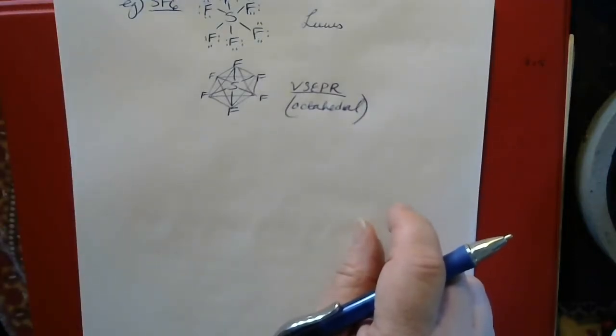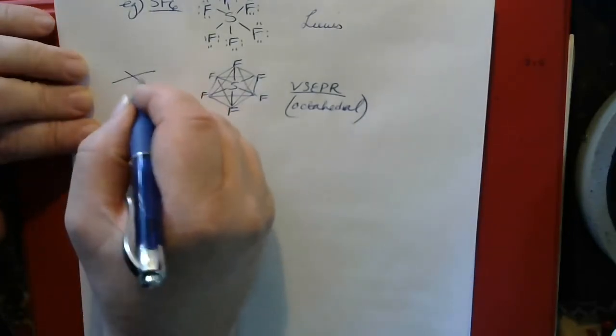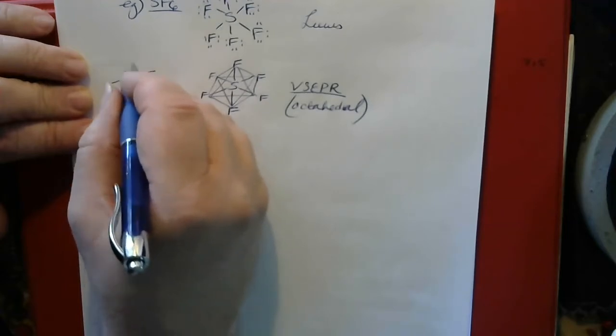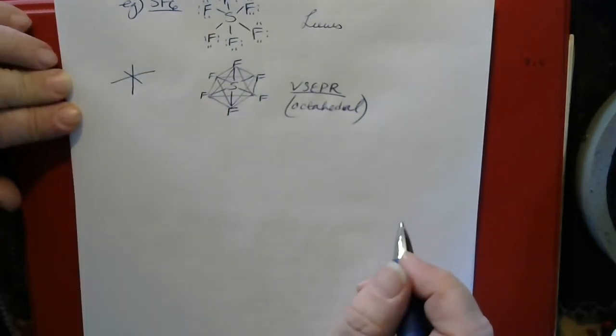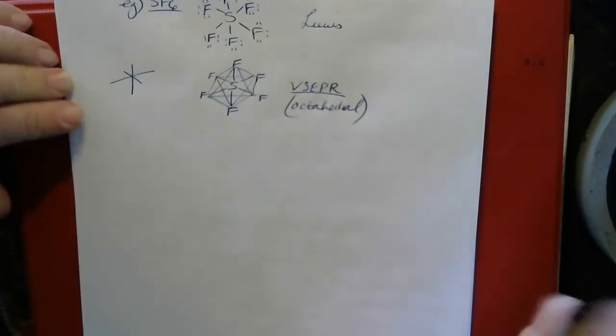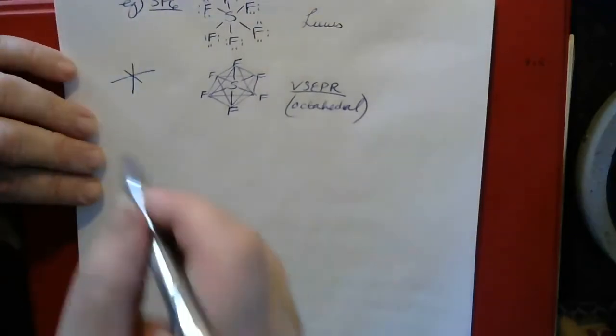The next thing we have to look at, or actually, if you want to draw an octahedral shape really quickly, you can kind of draw it like that. The next thing we need to look at is what happens to all these geometries if we have some lone pairs.